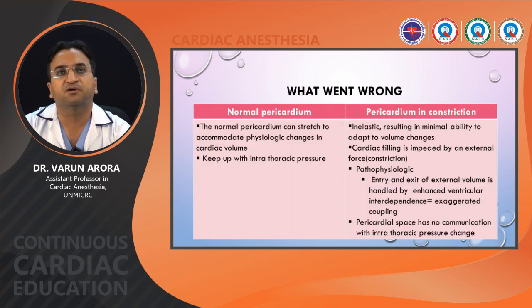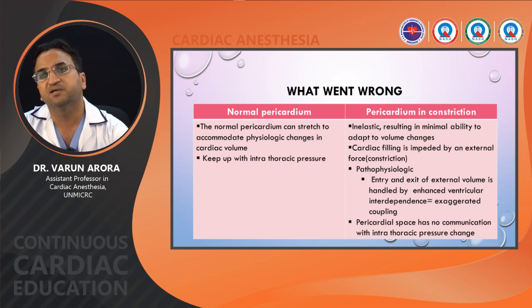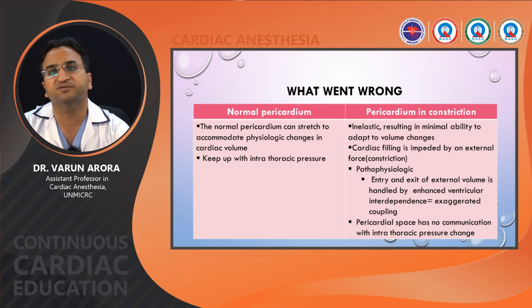So now, the normal pericardium can stretch to accommodate physiologic changes in cardiac volume, and this can keep up with the intrathoracic pressure. But in case of constriction, this pericardium is inelastic, which results in minimal ability to adapt to volume changes, and the cardiac filling is impeded by the external force, that is constriction. So entry and exit of volume is handled by enhanced ventricular interdependence. This is exaggerated coupling. Pericardial space has no communication with intrathoracic pressure change.